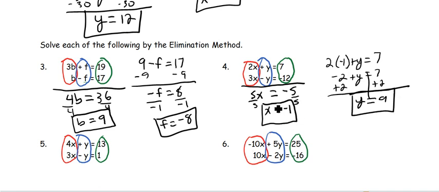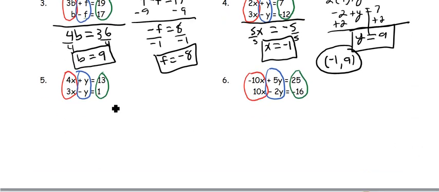Now, when you have x's and y's, what I really want you to do is put it into coordinate form. Now, the b and the f, that's fine. But for here, since you have x and y, I want you to go ahead and put it into coordinate form, -1, 9, just like that. There's your answer.